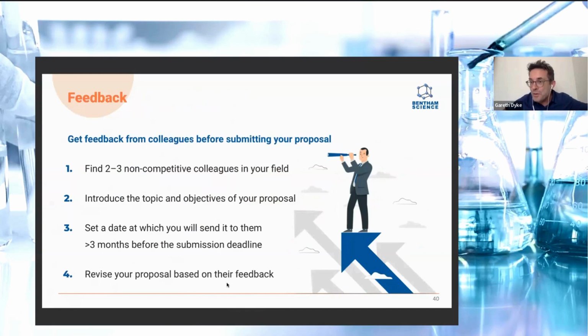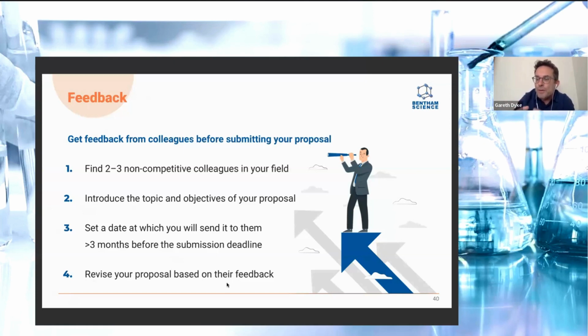So before you go ahead and submit your proposal that you've just spent months and months and months putting together, get feedback from colleagues, get feedback from us. Find a few people that you can ask about your proposal. Introduce the topic and objectives. Give a talk about your proposal. Set them dates for feedback. This is important because otherwise they won't give you effective feedback. And revise your proposal based on the feedback that you get. We would recommend that you go through this process a few times before you finally make the submission.